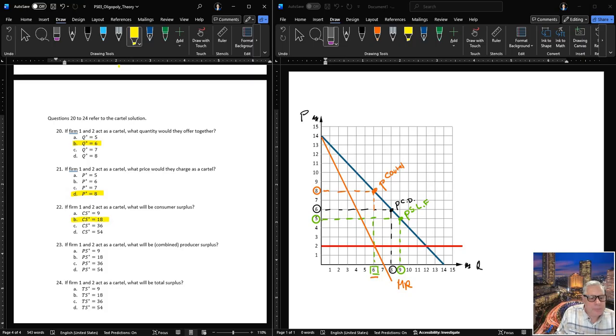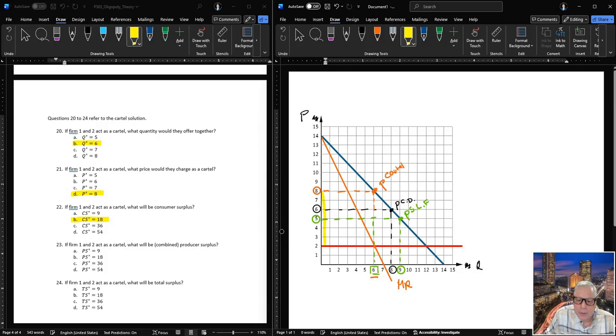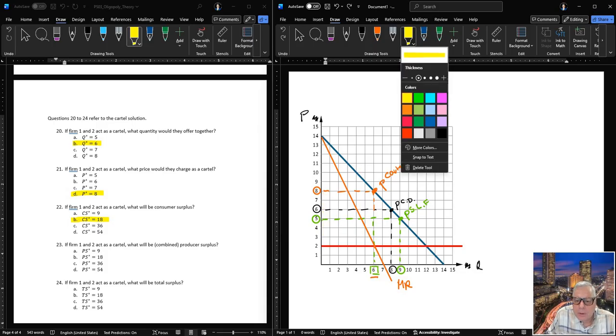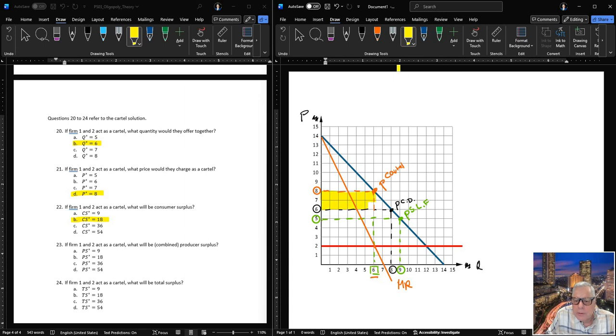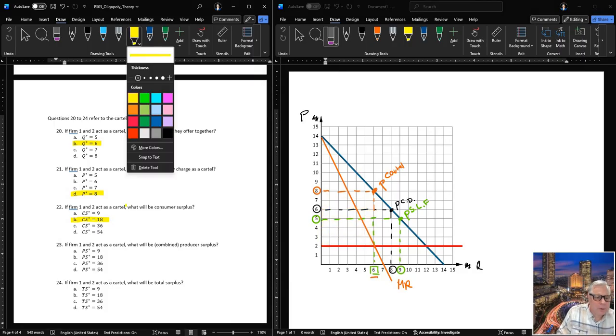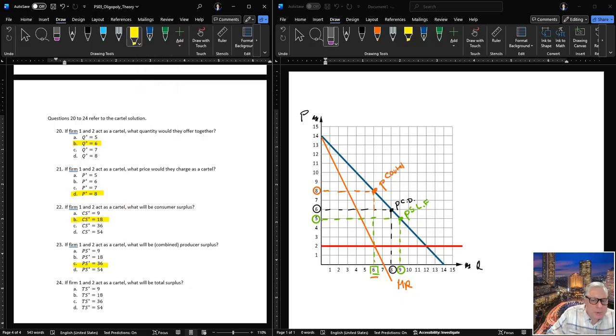It's 18. What will be the combined producer surplus? So that will be this area here. That's 6 times 6, 36. So total surplus is 18 plus 36, which is 54.